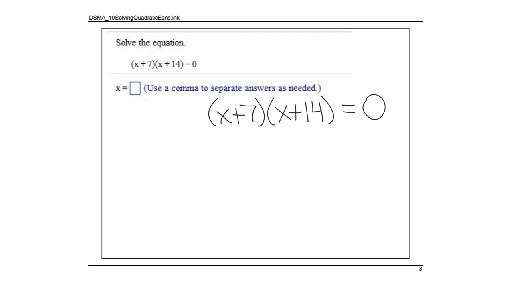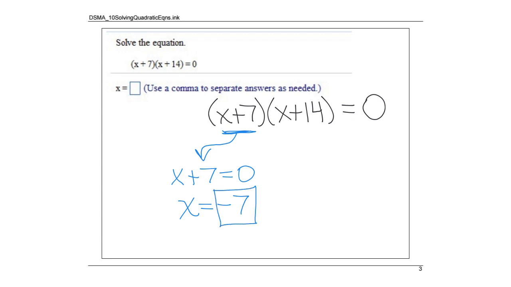Well, if we have two numbers multiplied together that give us 0, then one or the other of them has to equal 0. Otherwise, we wouldn't get to 0. All right, so what we're going to do is take this first factor and set it equal to 0 and solve for x. So we get x plus 7 is equal to 0. If we move the 7 over to the other side, we get that x is equal to -7.